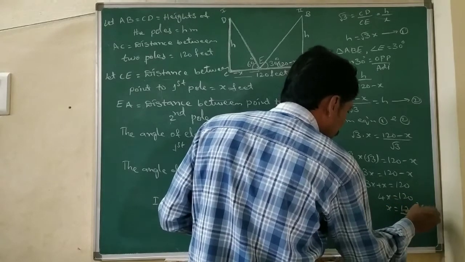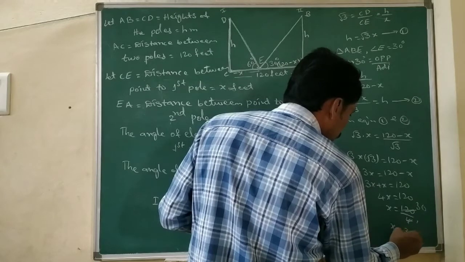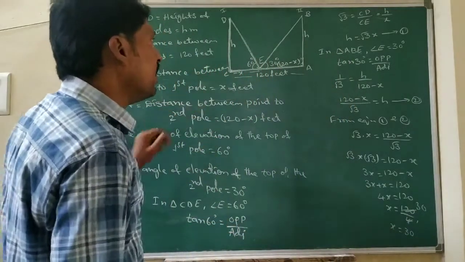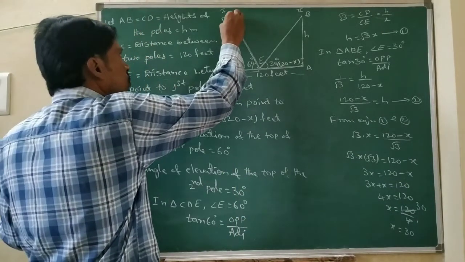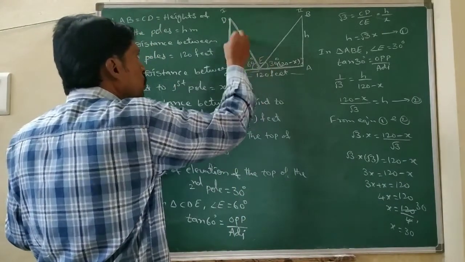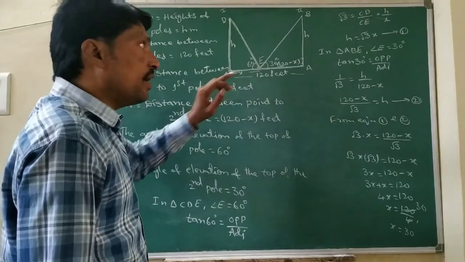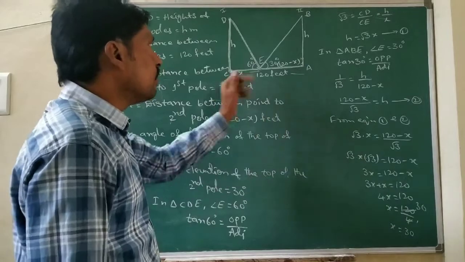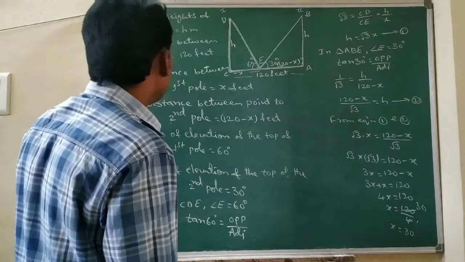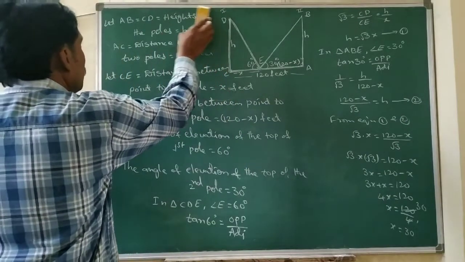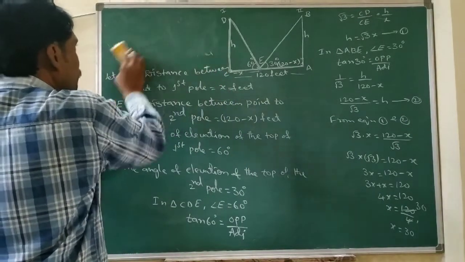4 ones are 4, 30s are 120. So x equals 30. What is x? X means the distance from the first pole to the point, that is 30 meters we got. Now we can write the conclusion.